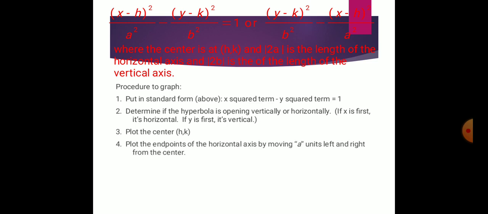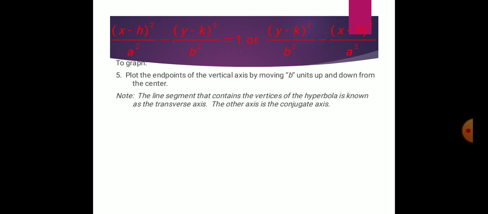4, plot the endpoints of the horizontal axis by moving a units left and right from the center. 5, plot the endpoints of the vertical axis by moving b units up and down from the center. Note, the line segment that contains the vertices of the hyperbola is known as the transverse axis. The other axis is the conjugate axis.